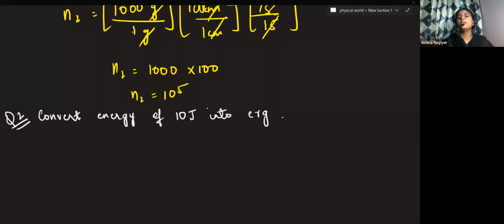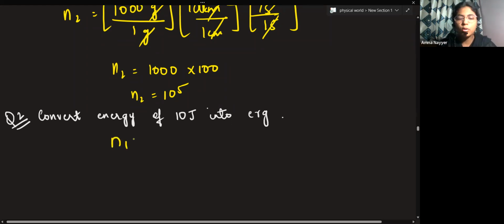Now, the SI unit of energy is joules, and the CGS unit of energy is erg. Now, how much 1 joule is equal to 1 erg, or how much 1 erg is equal to 1 joule? That relation we have to now first identify. Now, you are not provided 1 joule. So, N1 is 10 right now, whatever is the magnitude.